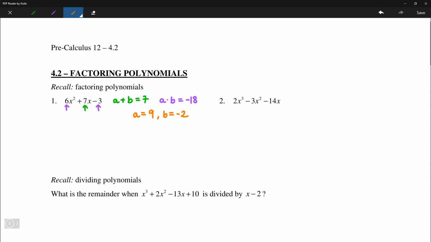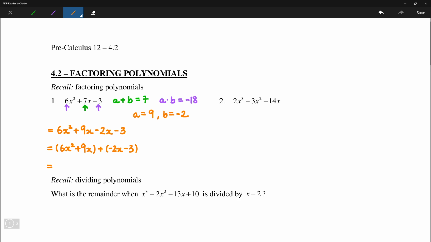Okay, so the next step is to separate the middle term 7x into those two parts. So we have 6x squared plus 9x minus 2x minus 3. Next, since this is called factor by grouping, we'll make two groups. The first group will be 6x squared plus 9x, and the second group will consist of -2x and minus 3. And we'll factor out the greatest common factor in each group.